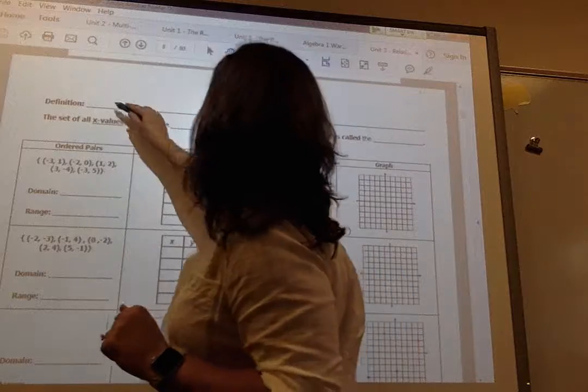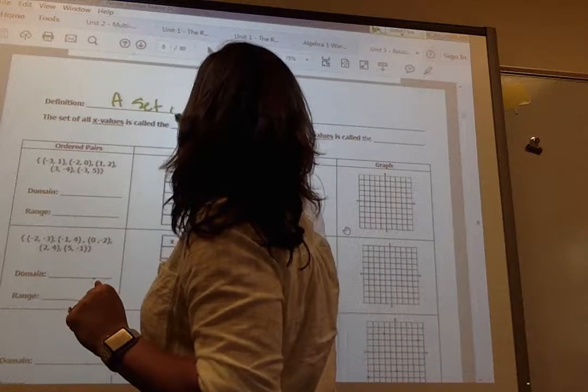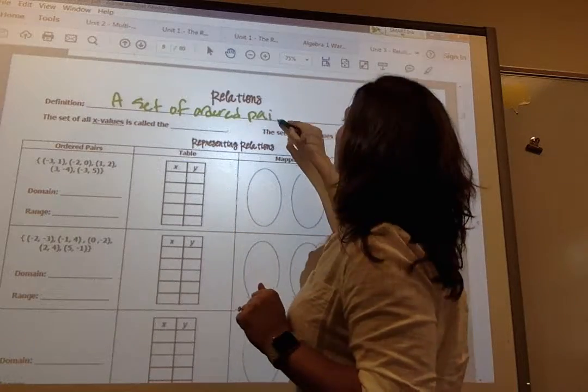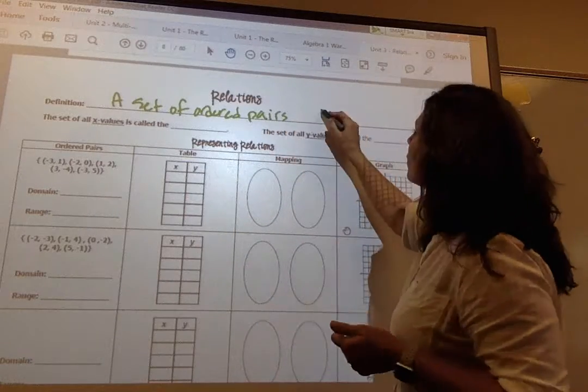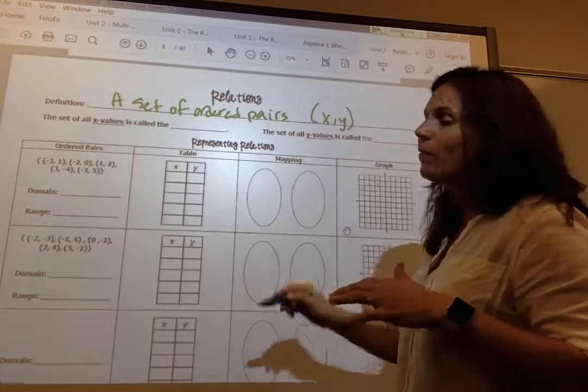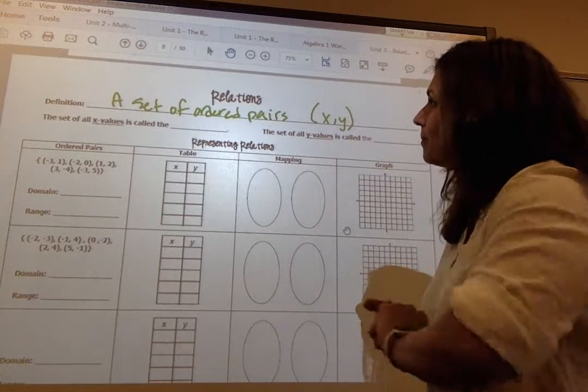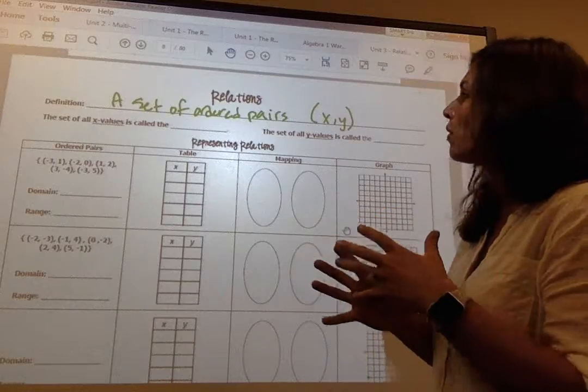All it is, it's a set of ordered pairs. And we know what the ordered pairs are in the X and Y, but now we've got more of them. We have a set of them, so we got a lot of them. All right, so more vocabulary, more definitions.